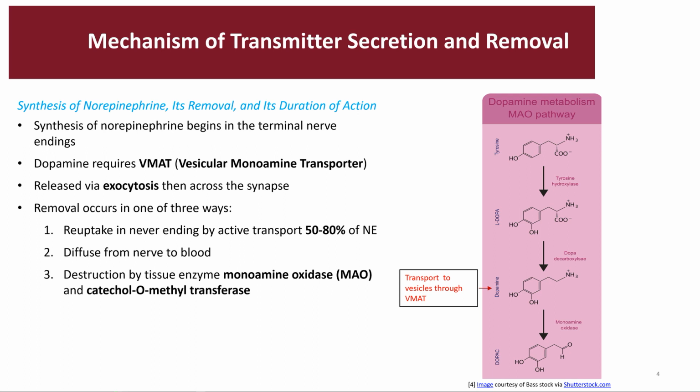When the norepinephrine or epinephrine is released, it is going to start to decay over a series of minutes, and there are three ways by which the removal occurs. Number one, it can be actively transported at the nerve ending back into the neuron. Roughly about 50 to 80% of norepinephrine gets recycled back up. Some of that will diffuse into the blood and then make its way to certain organs, like the liver. And alongside the tissues, the tissue will contain enzymes like MAO, which is monoamine oxidase, as well as the catechol O-methyltransferase enzyme, which can break those down for degradation.